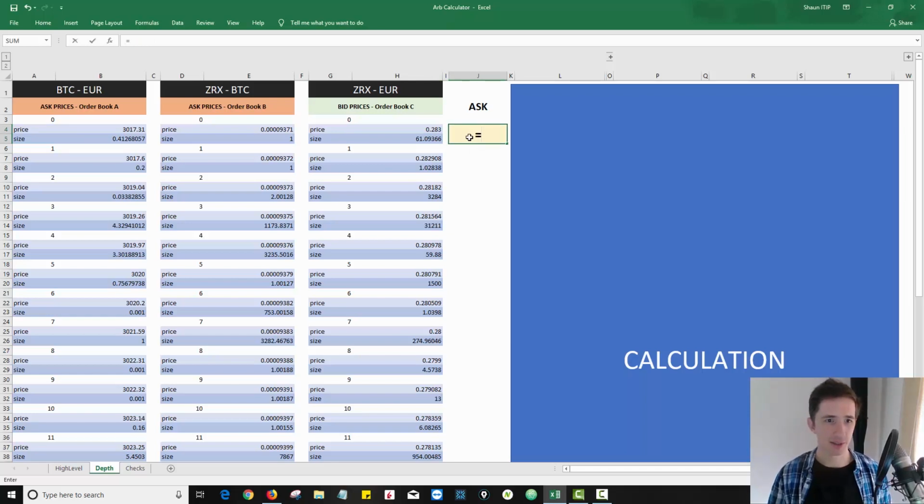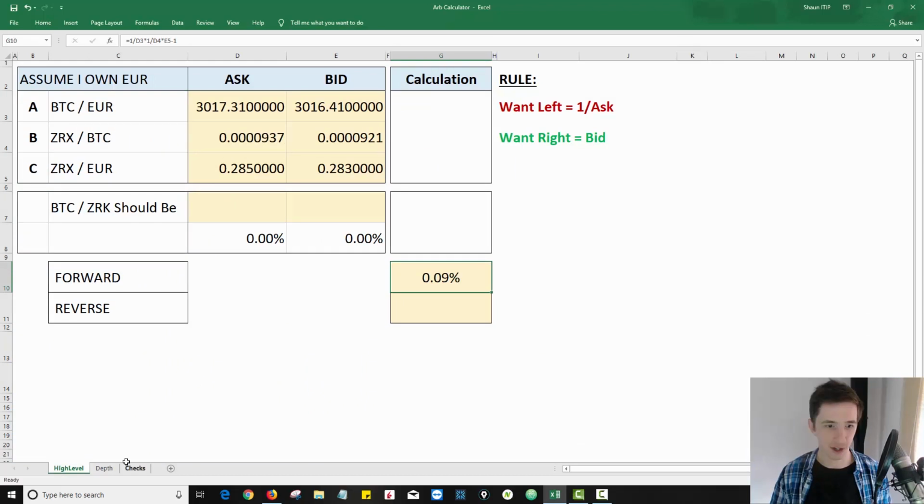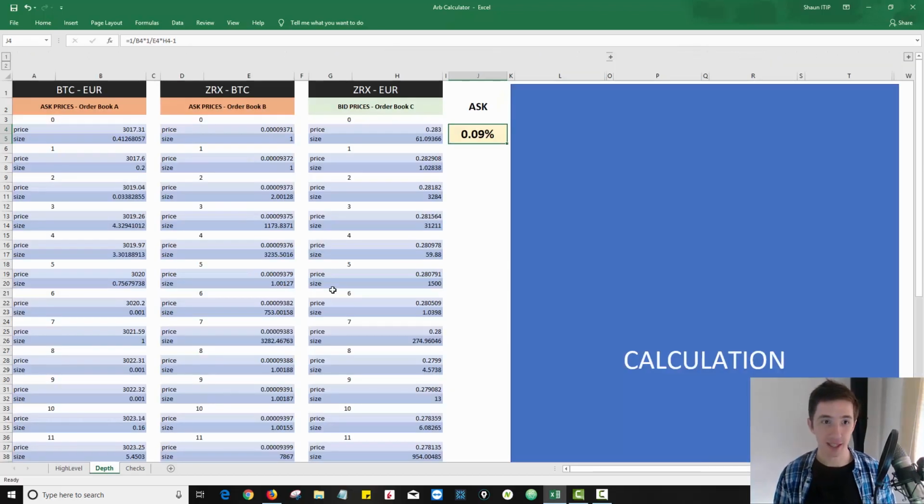So what I'm going to do is say, okay, 1 divided by the price over here, which is the ask, because this is the ask order book, multiplied by 1 divided by the price over here, because this is the ask order book, multiplied by the price over here, because this is the bid order book, and deduct 1. Now, we can see that the percentage matches. It's 0.09%, just like it is over here. So we know that the order books have been pasted in correctly.